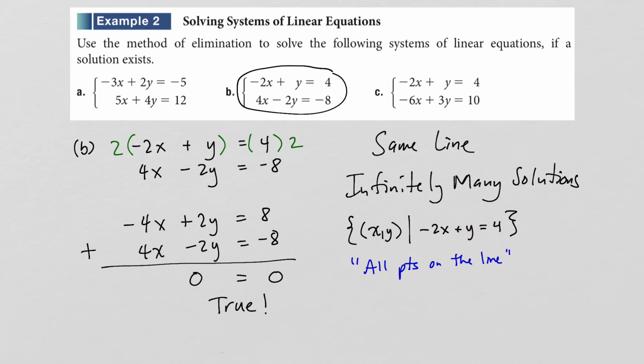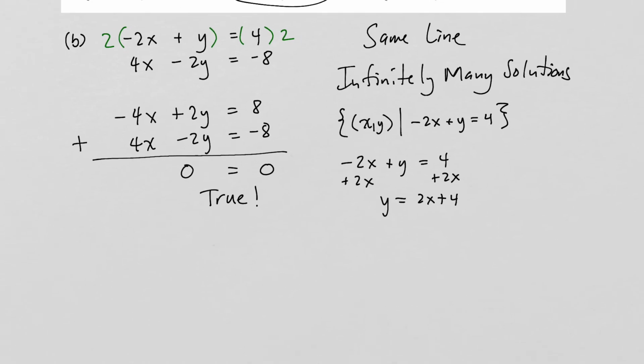There is another way to represent the solutions. Another way to do it is to simply write the equation. So we have negative 2x plus y is equal to 4. And if you solve for y by adding 2x to both sides, you get y equals 2x plus 4. So the points that are on this line are all points where y is equal to 2x plus 4. So if the x-coordinate is x, the y-coordinate is 2x plus 4. This describes all the points on the line.